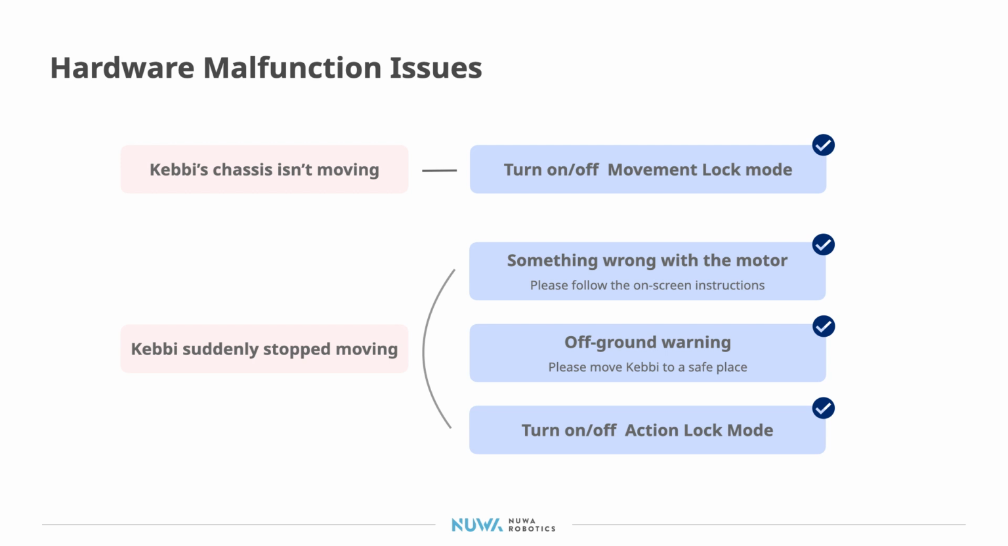If Kebbi suddenly stops moving, it could be due to the following reasons: motor issue. A prompt will appear on the screen. Follow the instructions provided. Detected lifting. A warning will appear on the screen, and the chest light will turn orange-red. Place Kebbi back in a safe area to automatically clear the warning.